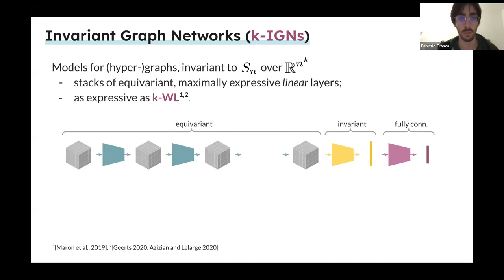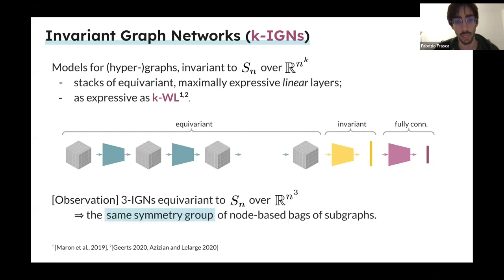So if we consider a k-IGN, we know that on one hand it is at least as expressive in terms of separating graphs as the KWL test, but at the same time it is upper bounded by the KWL test. So if there's a pair of graphs which is not distinguished by KWL, it cannot even be distinguished by a k-IGN. So now the thing is the following. If we put k equal to 3, we have that these models process these cube tensors on which one single permutation group acts. And the idea is that equivariant layers of 3-IGNs are exactly those layers we were looking for.